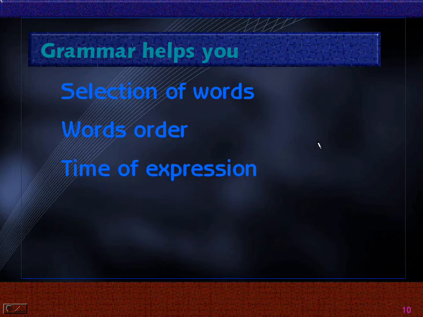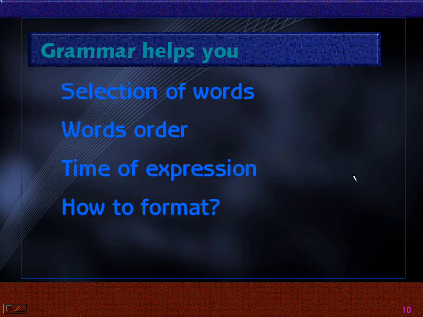Time of expression. When you have a sentence, it's talking about a particular subject and what happened to that subject. From that sentence, we need to understand when this happened: whether it happened in the past, will happen in the future, or is happening now. So it gives the time of expression, particularly through what we call the verb word. That gives the time of expression.